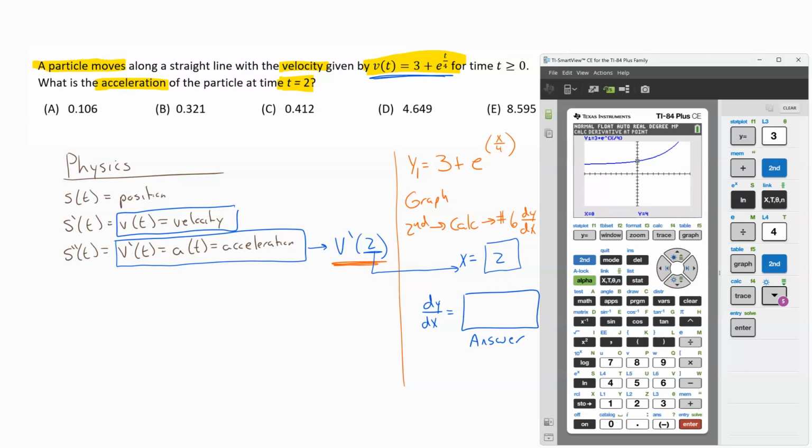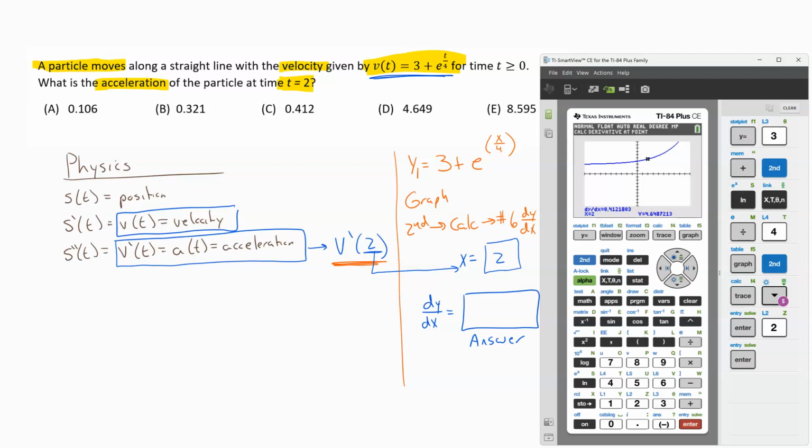And again, it's not going to prompt you to type in the x value. You just need to know that that's the way this works. So we're going to type in the x value we care about, which is 2. I hit enter, and right underneath the graph there, you can see that it says dy dx equals 0.412.